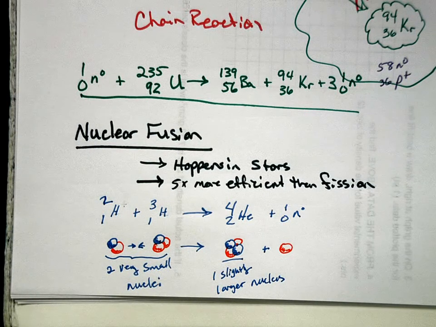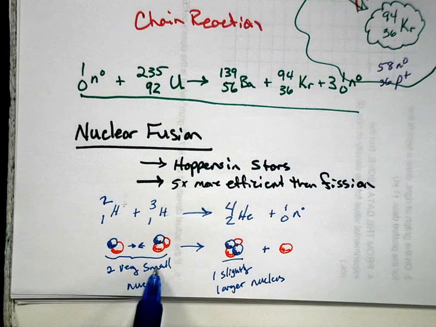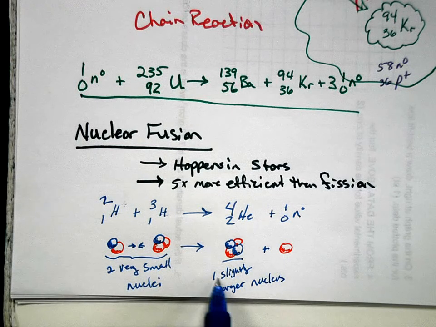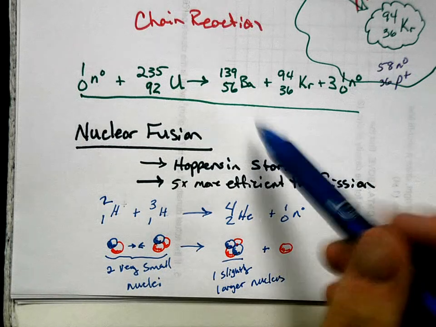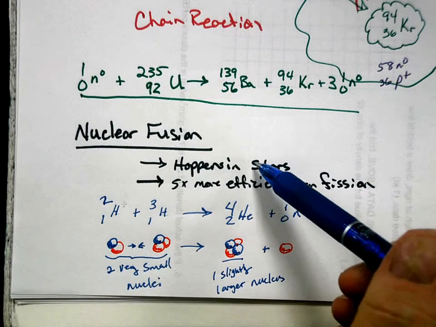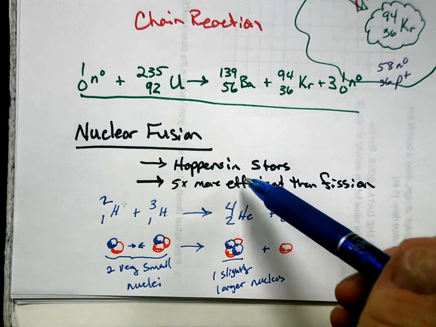Okay, 2 very small nuclei, 1 slightly larger nucleus. That's fusion. That's fission and fusion. You need to know these ideas that fusion happens in stars, that it's 5 times more efficient than fission.